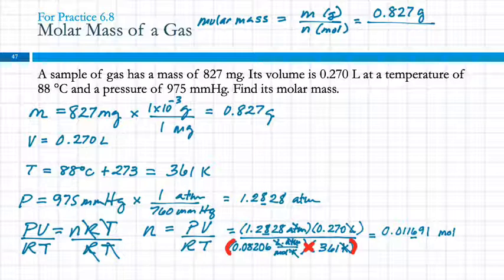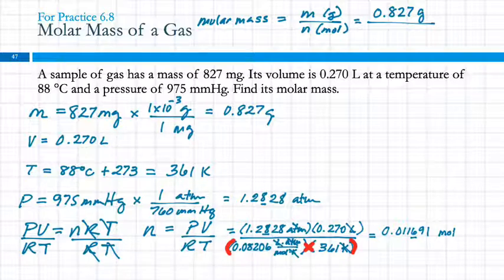The other way you can do that is 1.2828 times 0.27 divided by 0.08206 divided by 361. That's how I do it. Or if you want to see this as multiple terms, this divided by this times this divided by that, you have to figure out what works for you so that you can get the right answer.